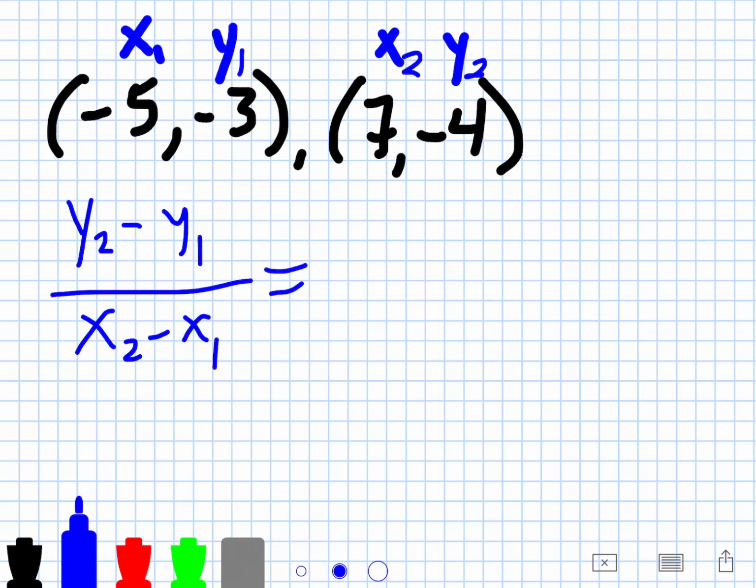Now we can actually fill in those gaps. We can fill in the letters. What's my y2? Well, it's right here. That's -4. Minus, what's my y1? Well, it's right there. It's a -3.